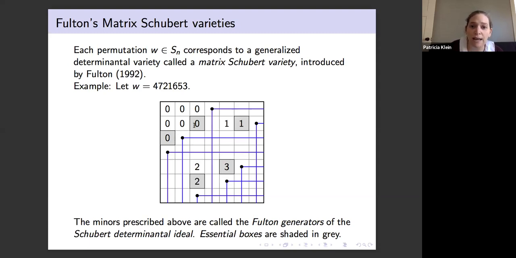The Fulton generators say that if I look northwest of these gray boxes, which are what are called the essential boxes, I say that I'm 0 northwest of here, 0 northwest of there, rank 1 northwest of there, rank 3 northwest of there, rank 2 northwest of there. That's all of the information. One thing worth pointing out is that if I didn't have these 2 gray boxes at the zeros, if all of my gray boxes made a little scoopy arc, then I get what's called a one-sided ladder determinantal ideal. So Schubert determinantal ideals generalize one-sided ladder determinantal ideals.